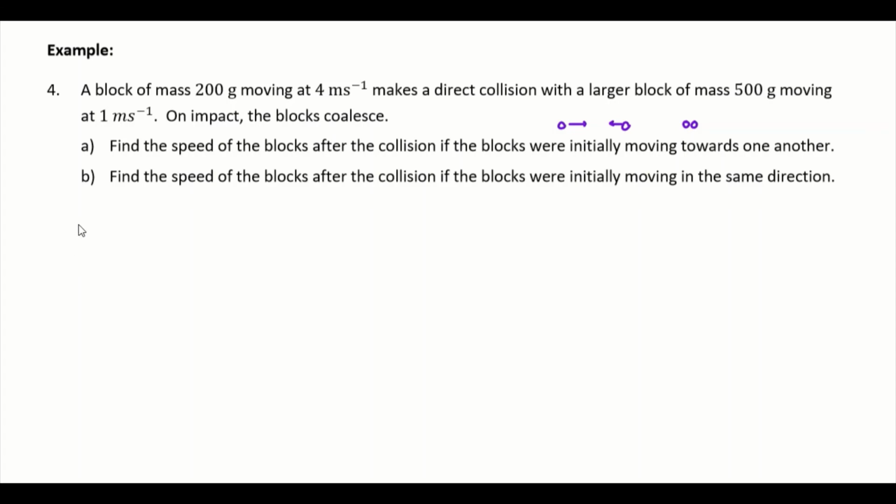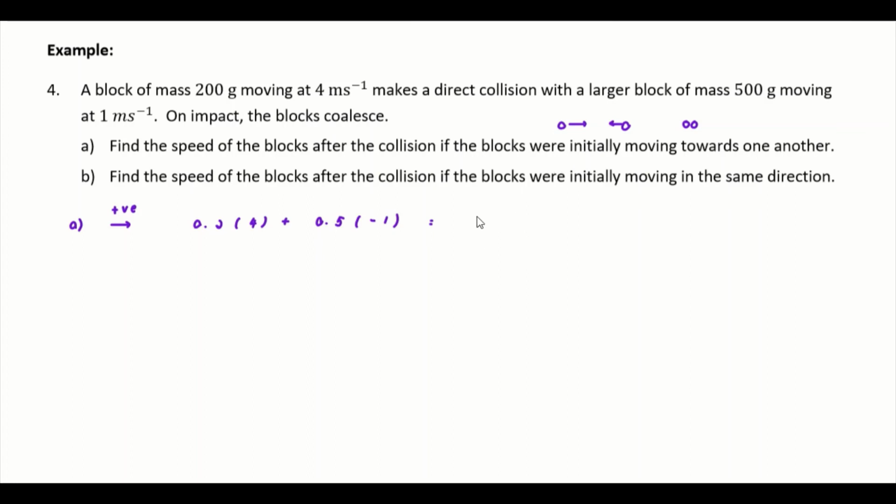Part A. Let's denote going to the right-hand side as positive. The total momentum before is 0.2 times 4 plus, for the larger block, 0.5 times negative 1. This is equal to the total momentum after. Since their velocity is going to be the same, we can combine the masses together. If you separate it, it doesn't matter as well; at the end, it's just factorization.